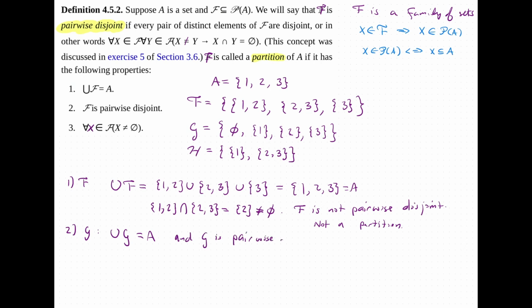But now we are in trouble with the last statement, because the last statement is saying that for every x in G, x is not equal to the empty set. The empty set is in G. So the third condition fails, since the empty set is in G. So G is not a partition.